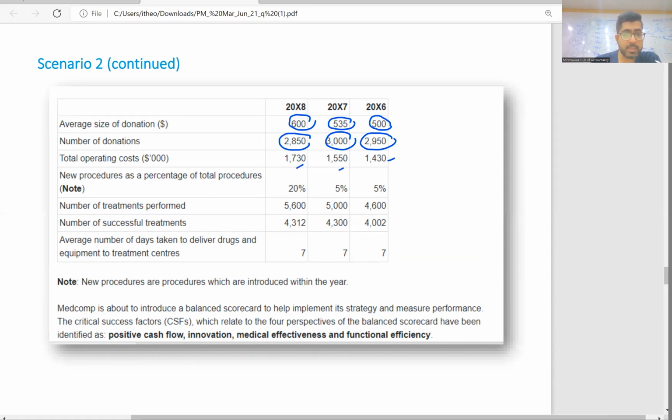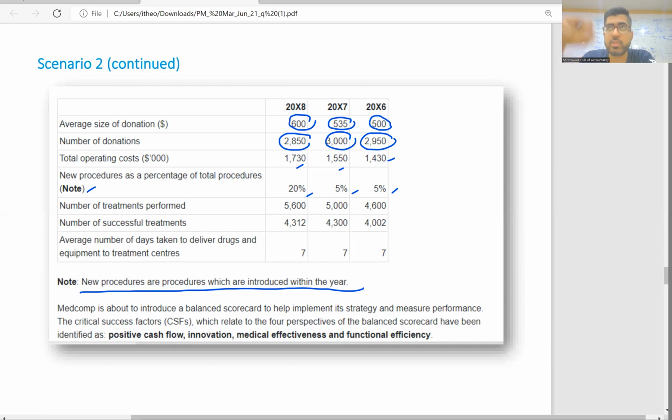New procedures as a percentage of total procedures. What are the new procedures percentage? New procedure percentage are 5%, 5%, and 20%. What does this mean by new procedures? So note, new procedures are procedures which are introduced within a year. What new facilities, new procedures, new products we are introducing?